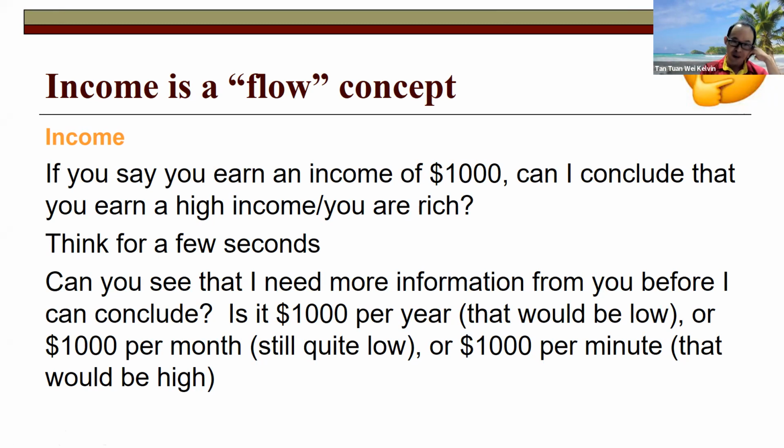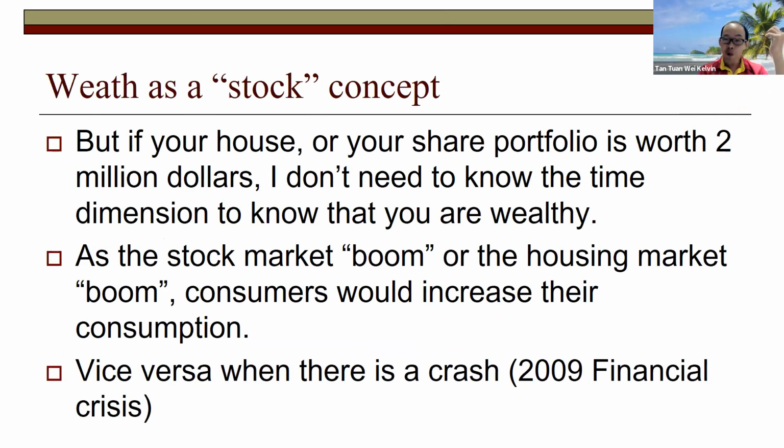This is what I'm trying to say when I say income is a flow concept. You can only conclude whether the income is high or low by including the time dimension. Otherwise, it will mislead you. However, with wealth, you can know whether someone is wealthy or not just by knowing how much his house is worth, how much is the value of his share portfolio. That's what we call wealth as a stock concept.